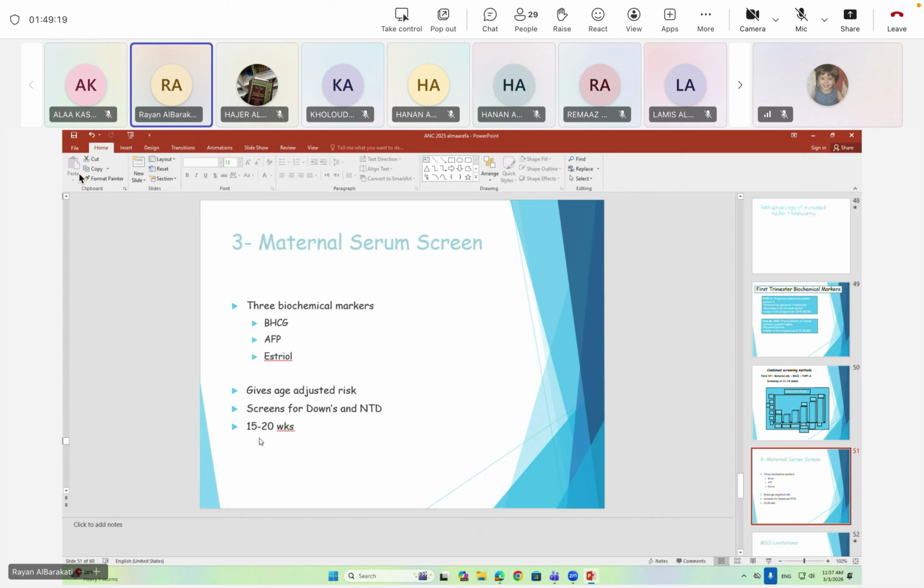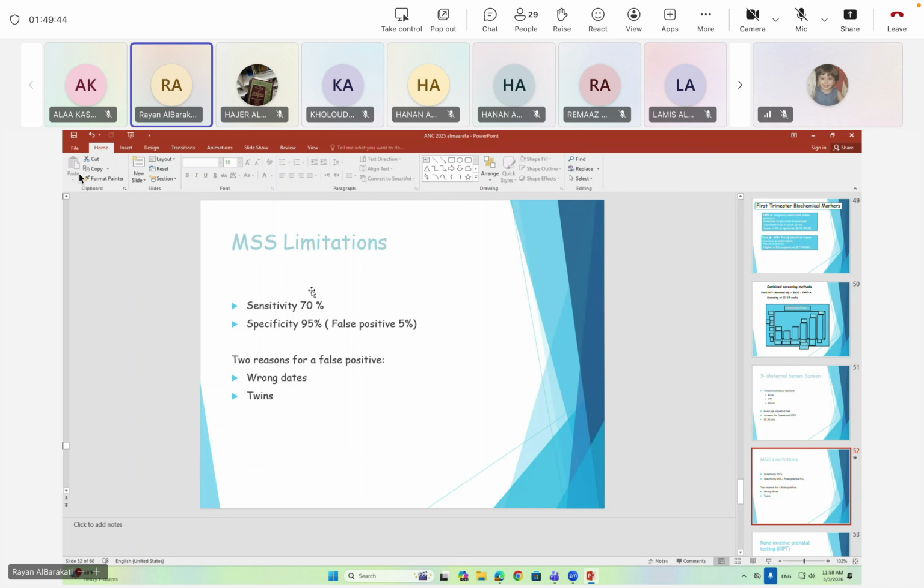which is like spina bifida, neural tube defects, and this is done between 15 and 20 weeks. So it is later than the first trimester combined biochemical markers. What is the limitation? It has only a sensitivity of 70%.